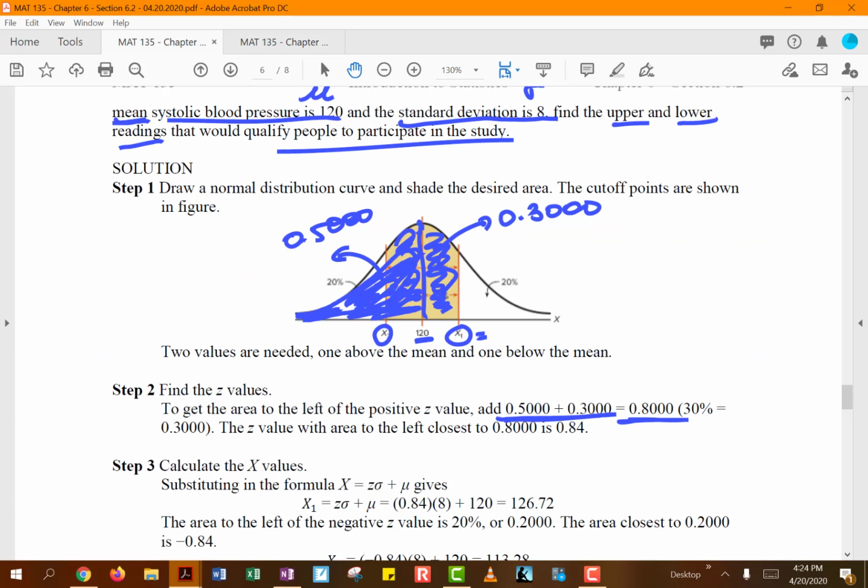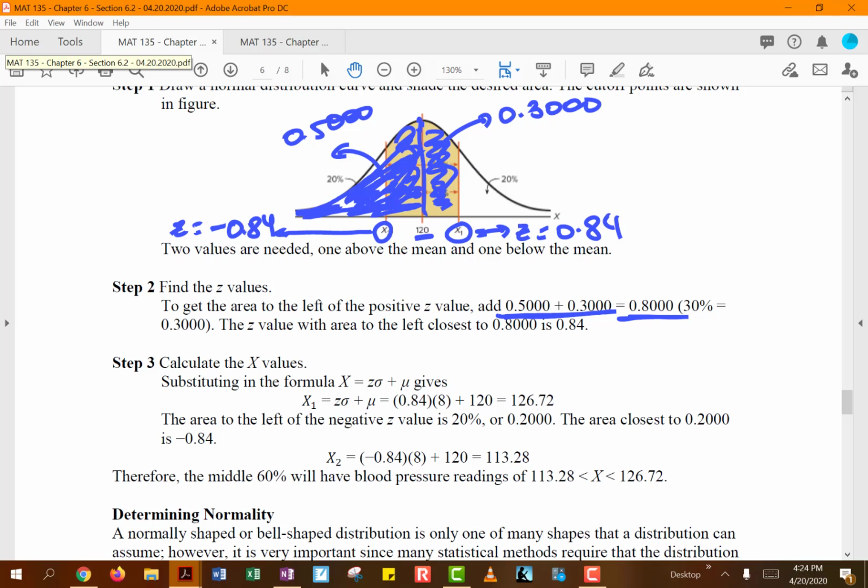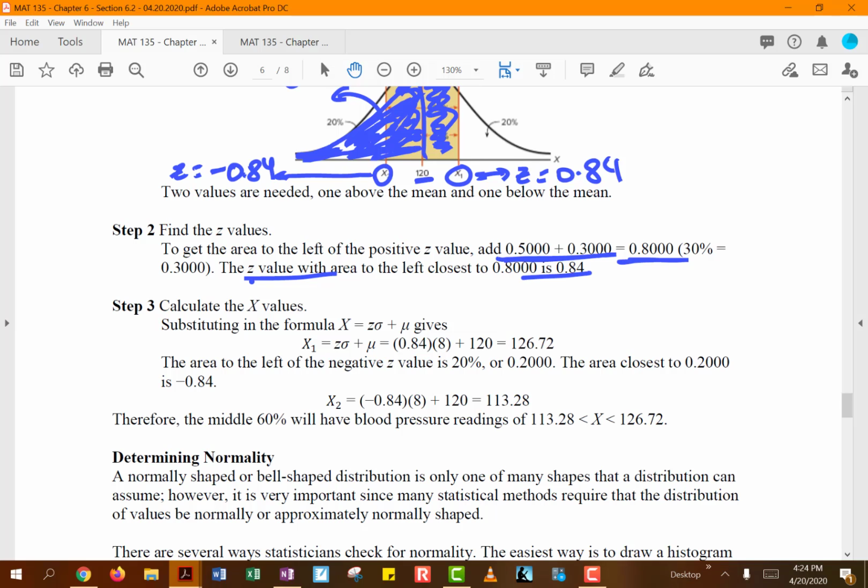So this is going to be a z-score of 0.84. Now since we know normal distribution curves have symmetry, so if this guy here is positive 0.84, then this guy over here is going to have a z-score of negative 0.84. So you can use that calculation, and of course they're telling you the z value closest to that is 0.84. So taking that 0.84, putting it with our standard deviation and our mean, we can plug it into our formula to get a score of 126.70, which will represent the systolic blood pressure at the higher end.